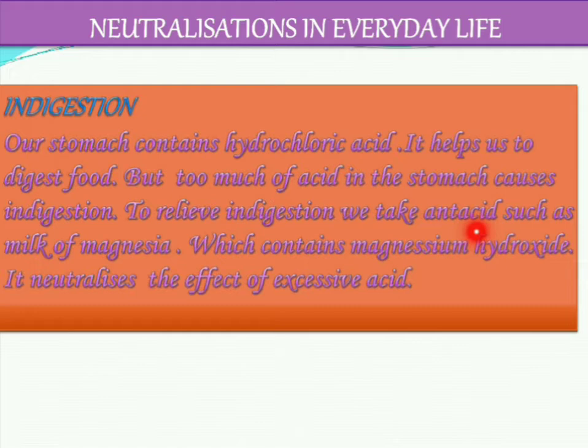So antacid is what? Antacid is a base. This is HCl. And what is this? Antacid such as milk of magnesia. I already showed in the chart that milk of magnesia contains magnesium hydroxide. So HCl is acid and this is milk of magnesia, that is Mg(OH)2.